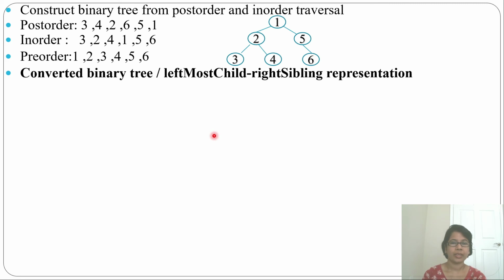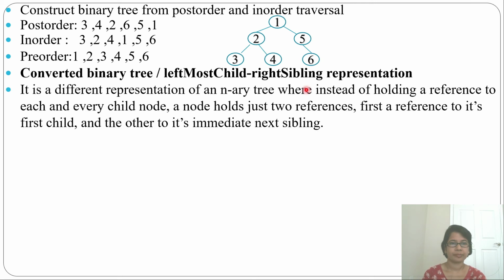Next we will do converting a binary tree to leftmost child, right sibling representation. One question came from this, so that's why I'm explaining this. So what is leftmost child, right sibling representation? It is a different representation of an N-ary tree. N-ary tree means there are n children, more than 2, any number of children, like 3 children, 4 children, 5 children. Instead of holding a reference to every child node, a node holds just two references: the first is to its first child and the other is to its next sibling.